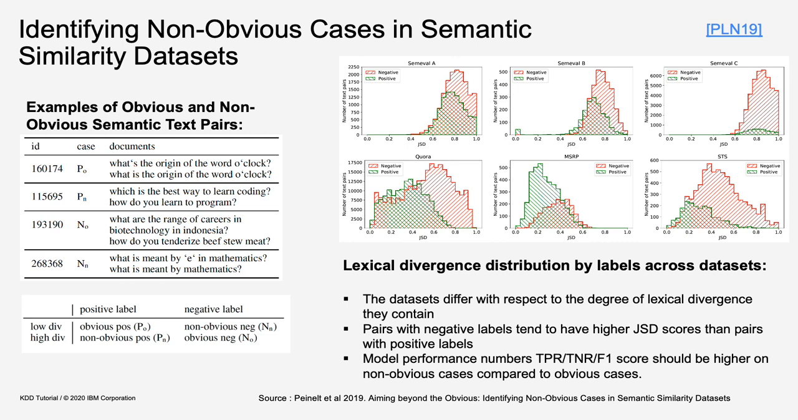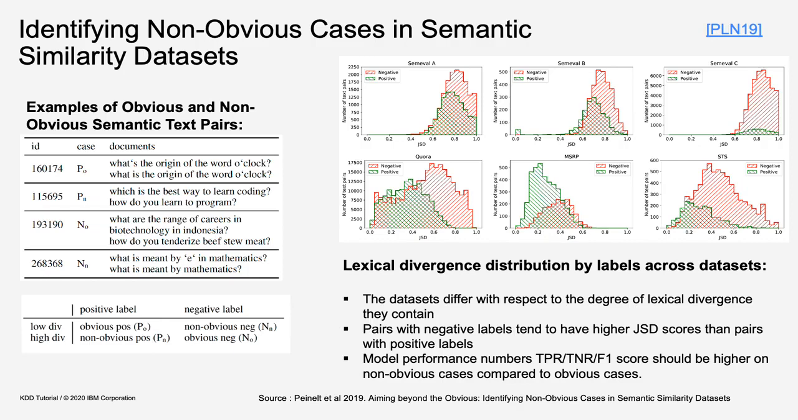Similarly, an obvious semantically negative text pair is "What are the range of careers in biotechnology in Indonesia?" and "How do you tenderize beef stew meat?" A non-obvious semantically negative text pair is "What is meant by E in mathematics?" and "What is meant by mathematics?"